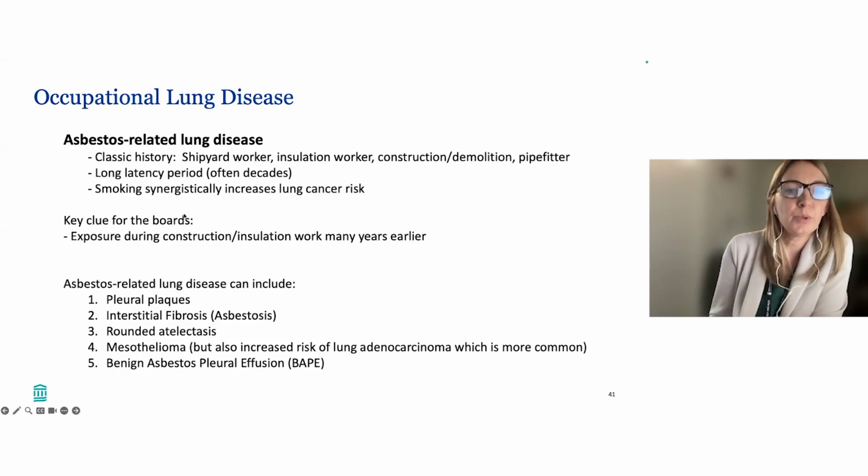A key clue for the boards is somebody who had exposure during construction or insulation work many, many years earlier, decades earlier. Asbestos-related lung disease is very interesting in that it can present multiple ways, including pleural plaques, interstitial fibrosis, which is true asbestosis, rounded atelectasis, mesothelioma, but notably the people who have asbestos exposure also have an increased risk of lung adenocarcinoma, which is the more common cancer. And then benign asbestos pleural effusion is the last one, known as BAPE.